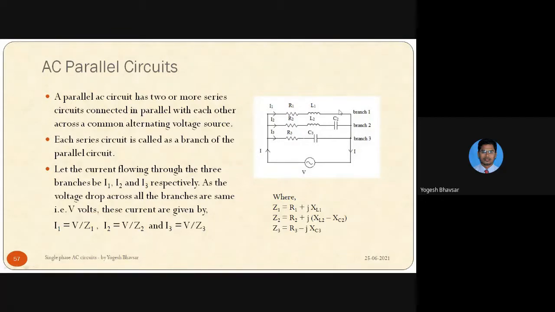So this may be present in the parallel branches. And when these branches are connected parallel to each other, the circuit becomes an AC parallel circuit. Right? It has two or more series circuits connected in parallel with each other across a common alternating voltage source V. Each series circuit is called a branch in the parallel circuit. Right? So let us here see an example of this series circuit that we can have.